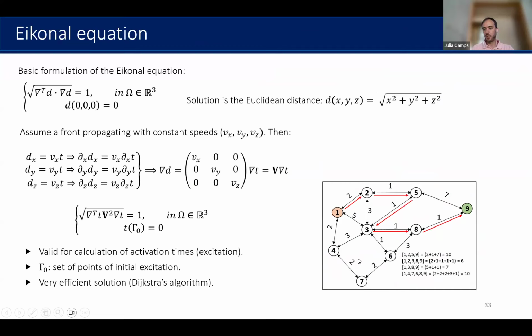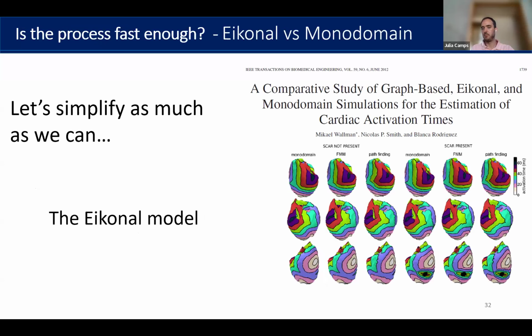So the iconal is a propagation model. It defines the time at which a wavefront reaches different points in space. But here we are interpreting the geometry as a graph. And by interpreting the geometry as a graph, we can constrain the propagation to only happen along edges of this graph. And then it becomes some sort of Dijkstra algorithm. It's a simplification that you can do to the iconal, and it makes it even faster without losing too much accuracy in the prediction. And that's what was presented in this study by Michael Wallman.